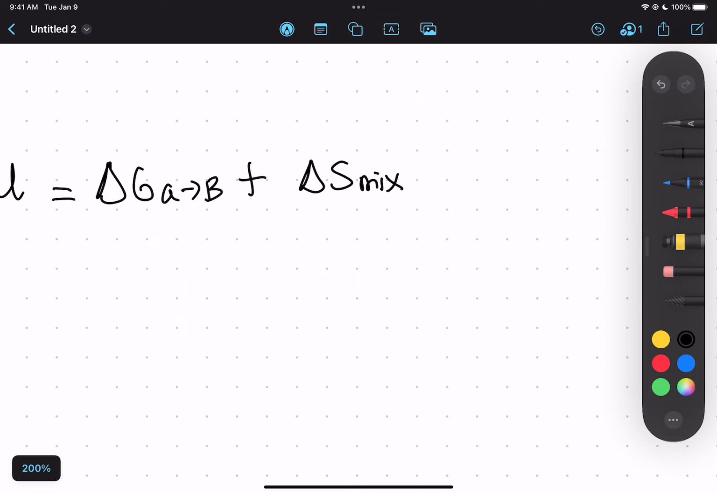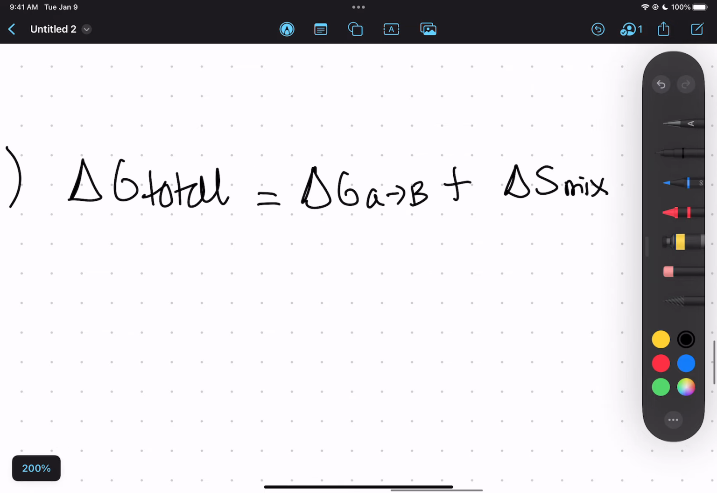But here's the thing. It says the entropy contributes to G by the term minus TS, right? And so if you think about it too, delta G is in terms of what? What are the units for delta G? Yeah, so I see kilojoules per mole. Yeah, go ahead, Matthew.